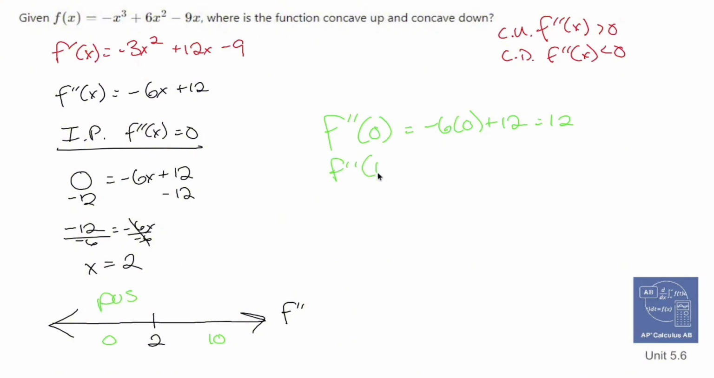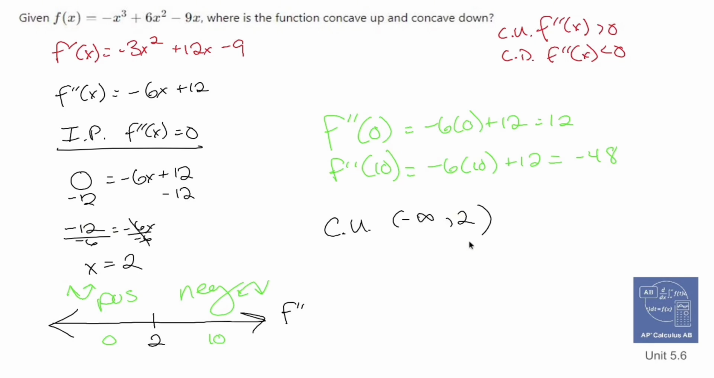F double prime of 10 is going to be negative 6 times 10 plus 12, which is negative 60 plus 12, which is like negative 48, so definitely negative. So if your second derivative is positive, that means you're concave up. If your second derivative is negative, that means you're concave down. So we could say that we are concave up on the interval negative infinity to 2, and we can say that we're concave down on the interval 2 to infinity. And this makes sense. This is a cubic.